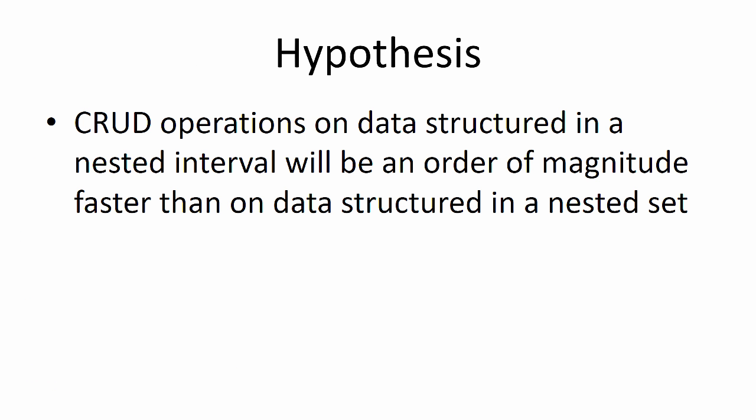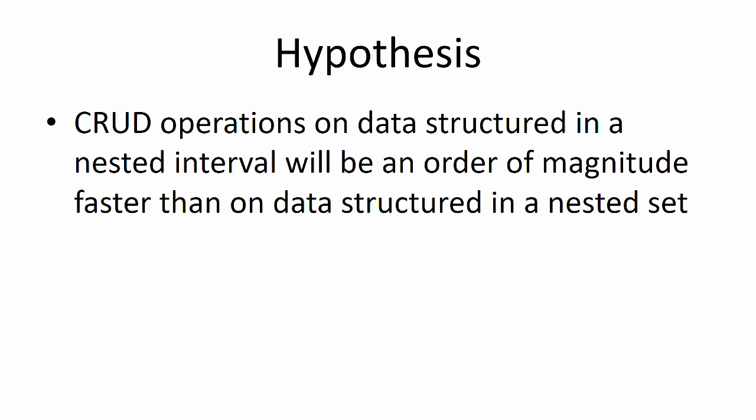And so as a result of that, our hypothesis is that the CRUD operations on data that's structured in a nested interval, again, the one that's represented by the timeline, will be at least an order of magnitude faster than the data structured in a nested set. So whenever we're creating new objects, or deleting existing objects, or moving them somewhere else, it's going to be significantly faster on the nested interval model than it will be on the nested set model.